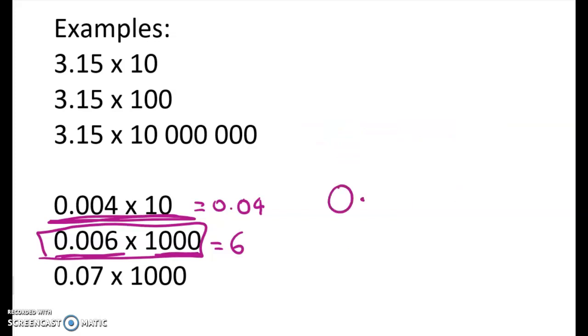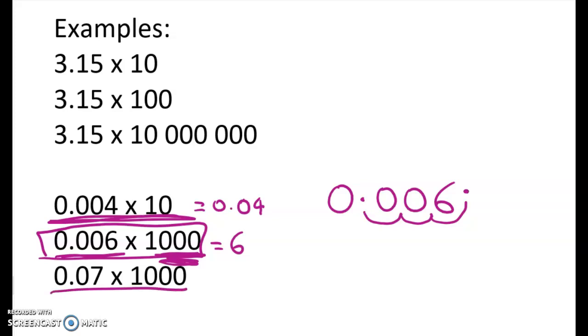So we've got 0.006 times 1,000. So this is 10 to the power of 3. So if we think about this happening, we know our number's getting bigger, and you can see that the decimal point has moved over 3 places, and it's ended up here, right? So that gives me 6.